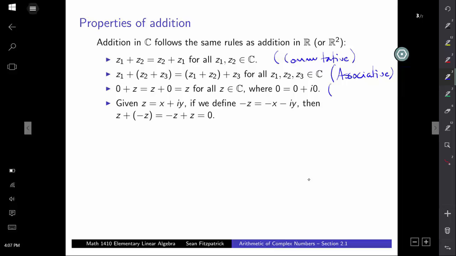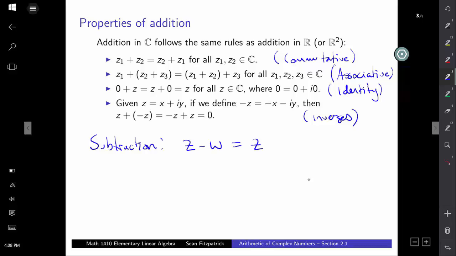And the third one says that 0 still acts as the identity element, and the fourth one says that if you define negatives in the obvious way, well, then you have inverses. And then, of course, once you have inverses with respect to addition, you can use those to define subtraction. So if I want to define z minus w, I define that as z plus minus w.